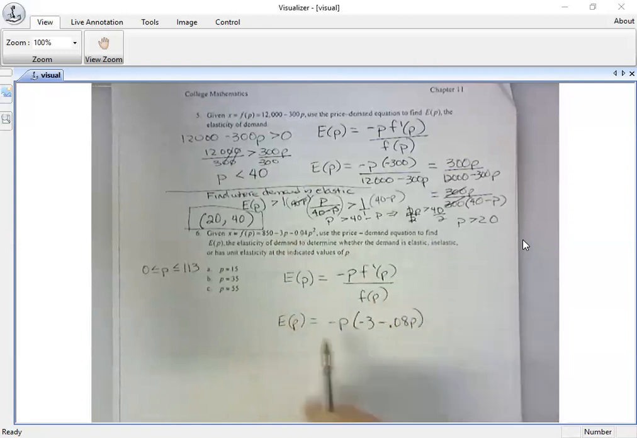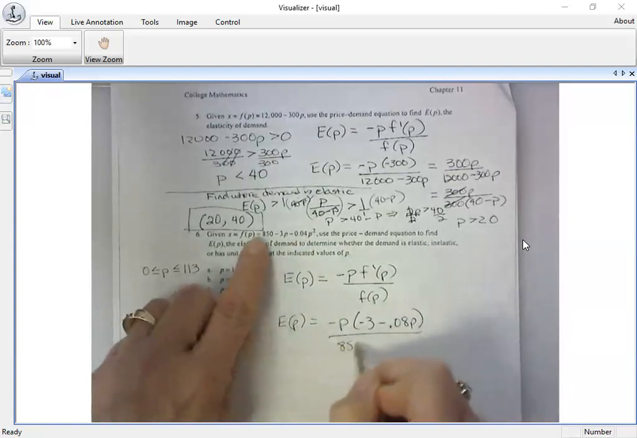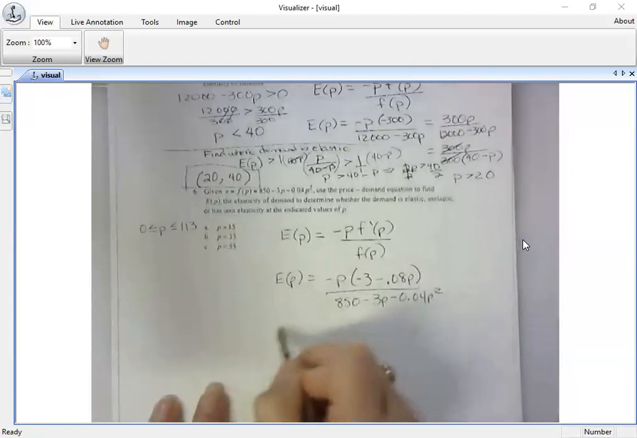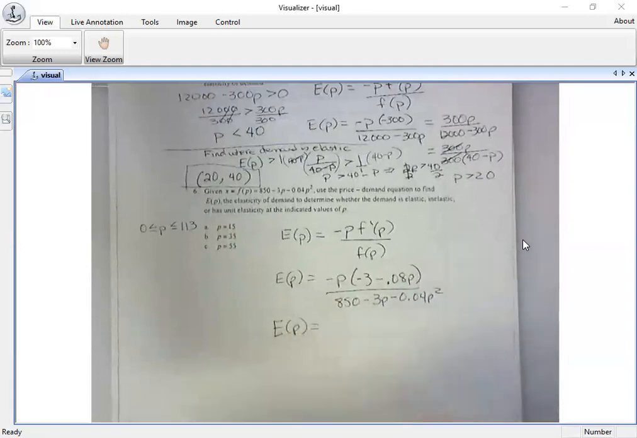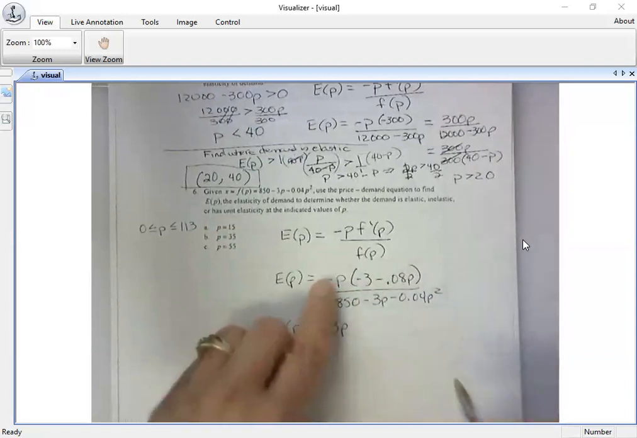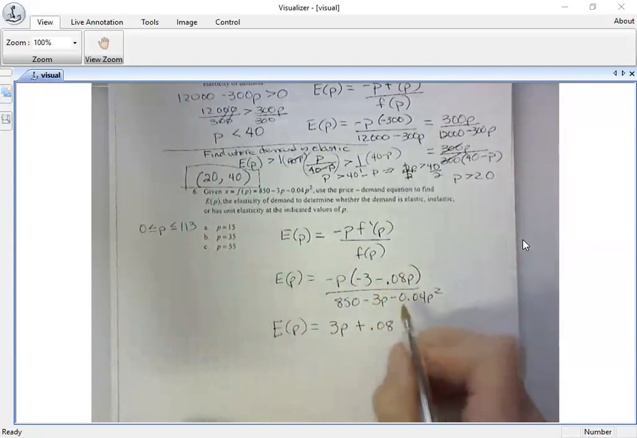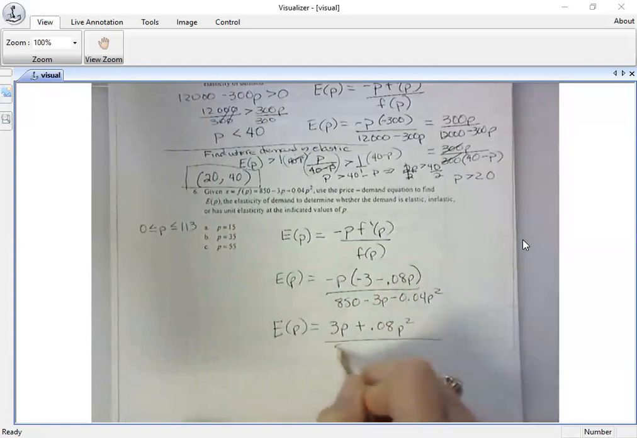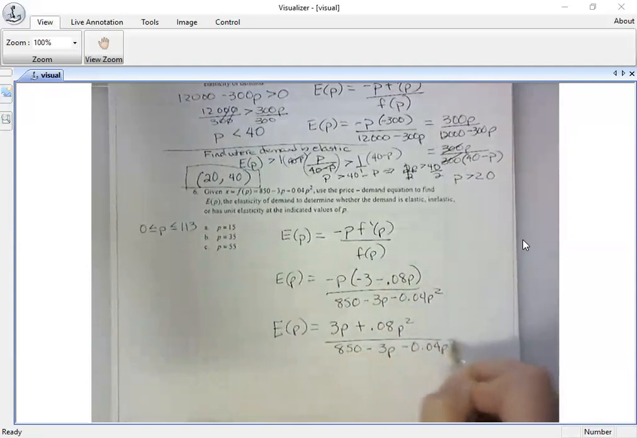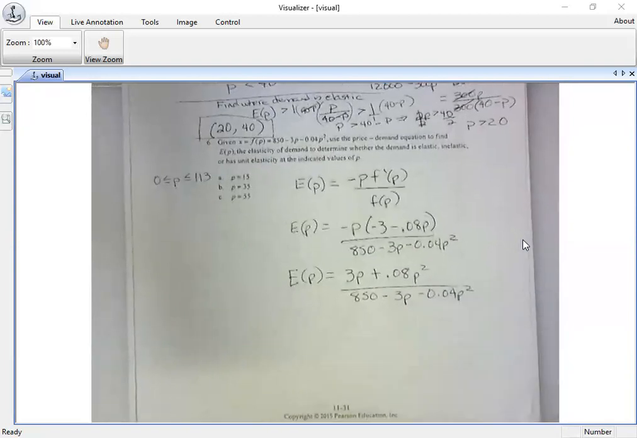Good. Okay. In a little bit, we're going to have to distribute, aren't we? Over my original was this: 850 minus 3p minus 0.04p squared. So now, if we multiply, we get what? 3p. And a negative times negative is a positive. 0.08 what? P squared over this original. And I don't see anything that looks like it would easily clean up, reduce down. Let's just leave it in that form. That's going to be that elasticity of demand equation.